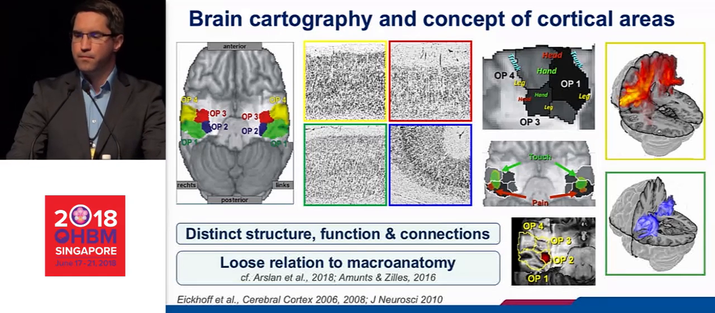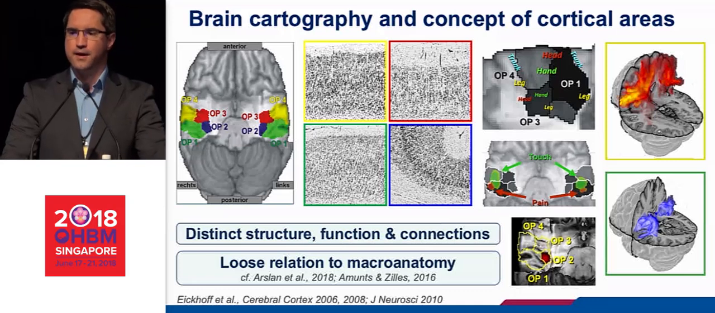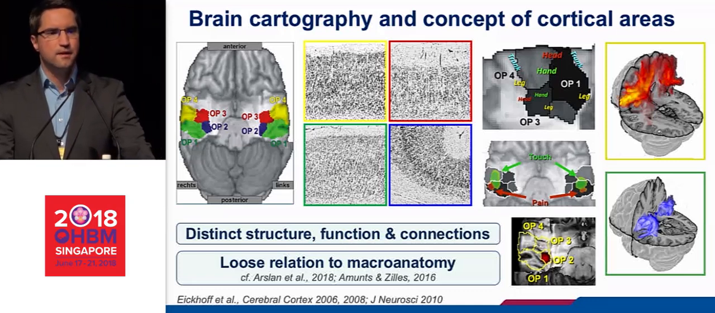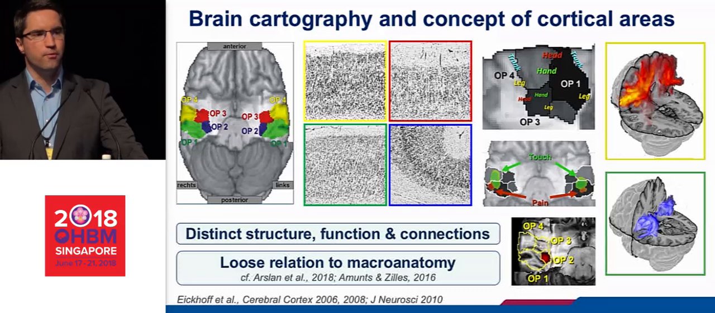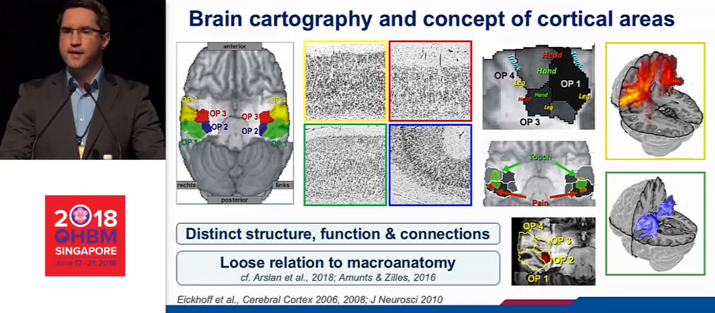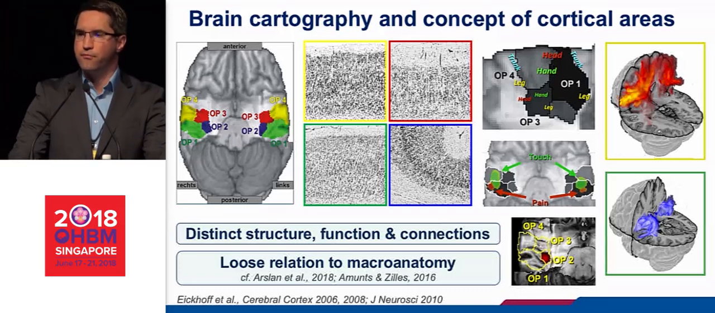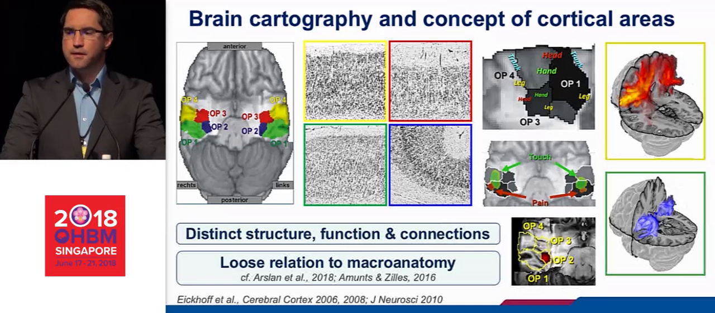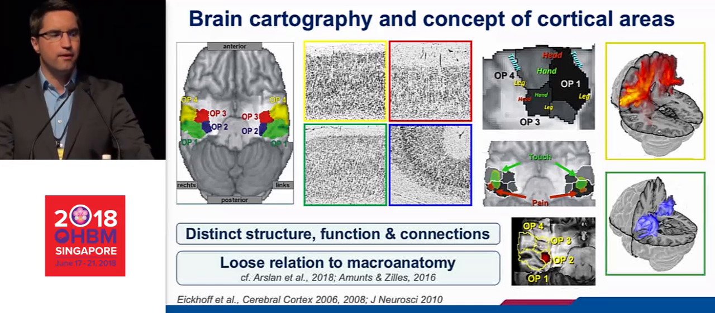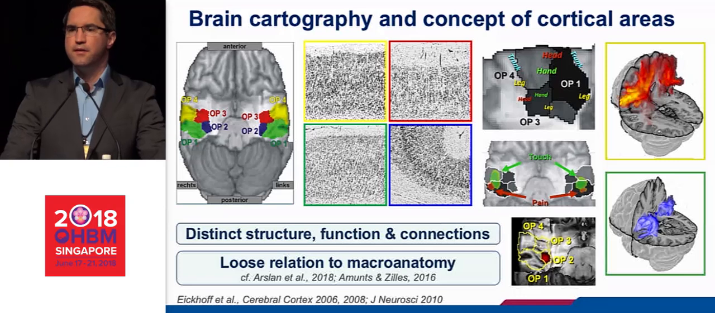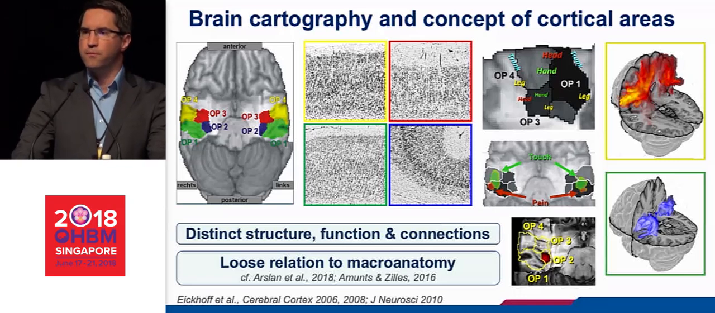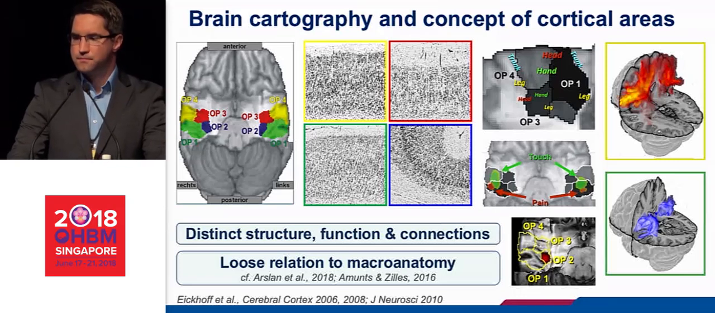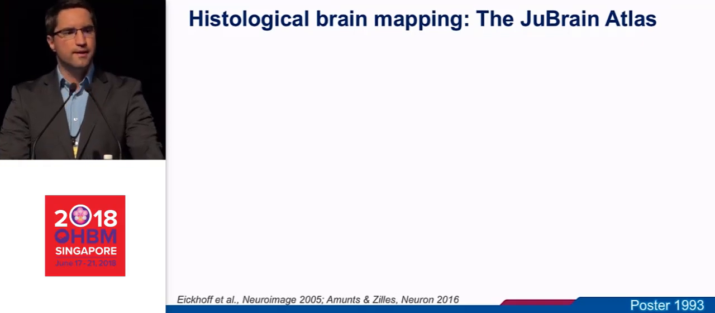Importantly, macroanatomical landmarks, gyri and sulci, are only loosely related to these functional building blocks of the brain. That is, based on gyri and sulci, we can roughly estimate where an area is, but gyri and sulci do not conform to the functional territories. So how do we delineate these?